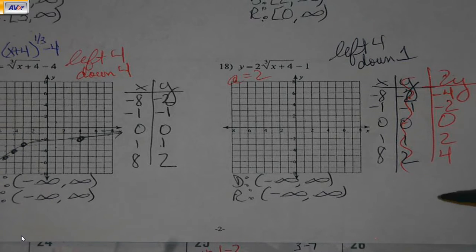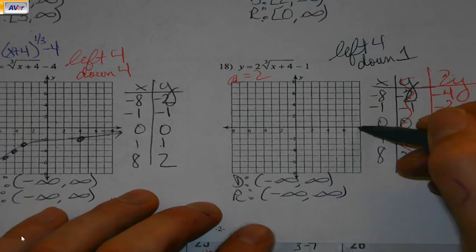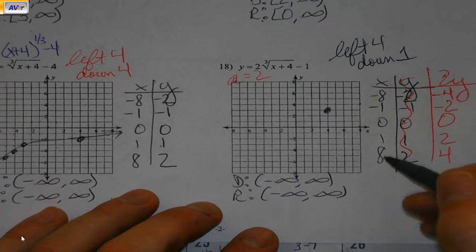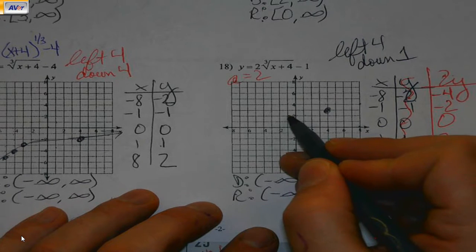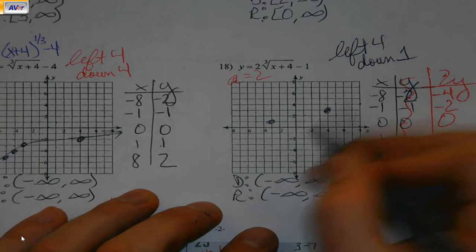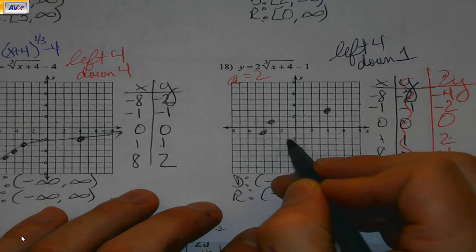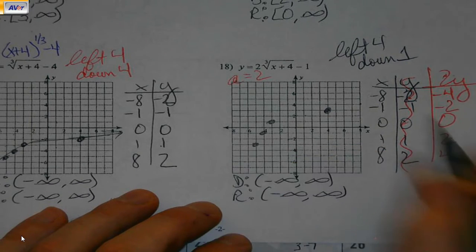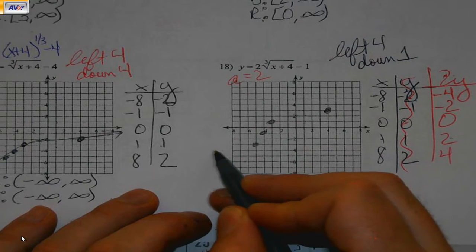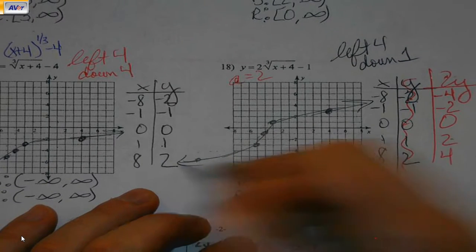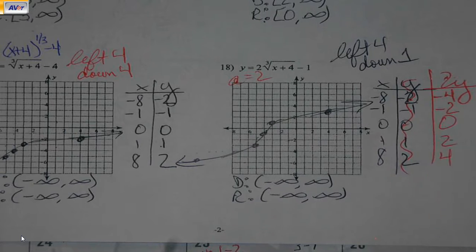So again, I'm going to start at the bottom and work my way back up. So 8, 4, 2, 3, 4, 1, 1, 2, 1, 0, 0, 2, 3, 4, 1, -1, -2, 1, and -8, -4, 2. And the only difference for my calculator people, you're going to type in a 2 before you put the parentheses in on your x plus 4.